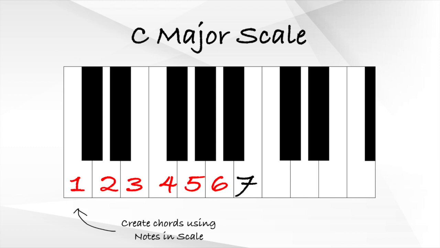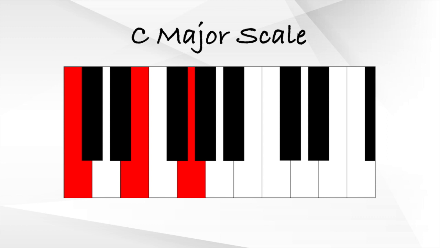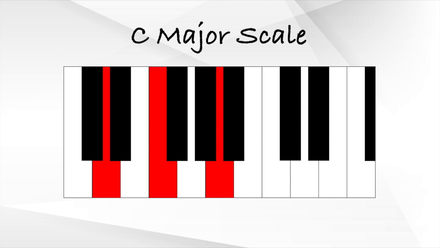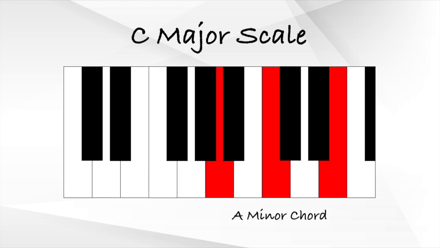For example, we have our first note C here. From C, we move up the scale by 2 notes and then another 2 notes, and we have C, E, and G, which makes up the C major chord. Next, we have our second note D. From D, we move up the scale by 2 notes and then another 2 notes again, and we end up with D, F, and A, which makes up the D minor chord. We repeat this with the 4 other notes and we get E minor, F major, G major, and A minor.